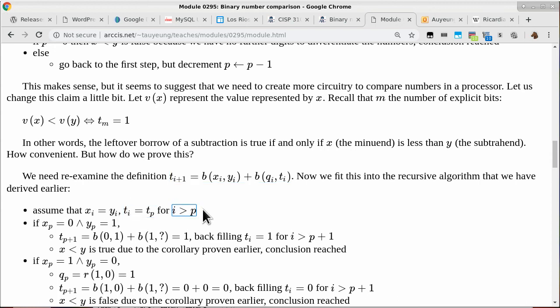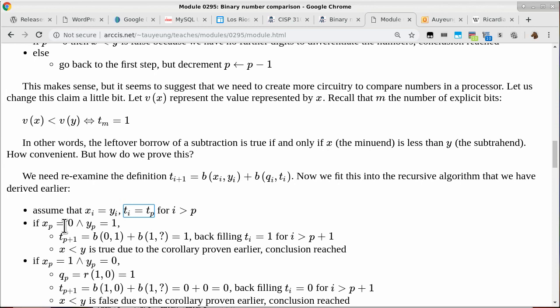We're basically saying for every i that is greater than p, bit i of x and bit i of y are the same. And we also claim that all those carry or borrow bits are identical as well. And then we move on to the next one. So we are looking at the first bit that is different. Now, is this saying bit t_p is true or false? It doesn't say a single thing. It just says that they are exactly the same.